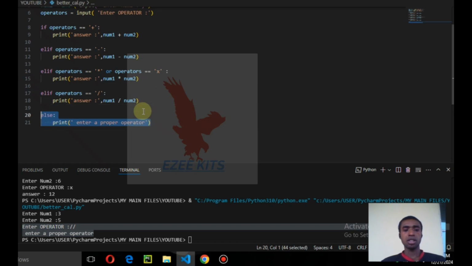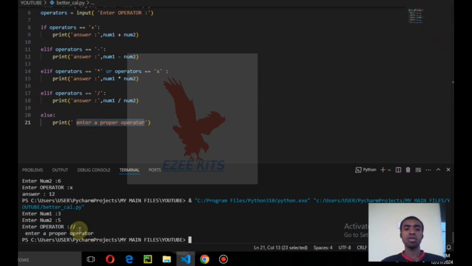What have I done here? "Enter a proper operator", which is what we did here. See, there was no condition here to handle this floor division right here. So it wasn't able to handle it. We just tell the user that, okay, you should enter a proper operator. Now our calculator right here is unable to handle that.